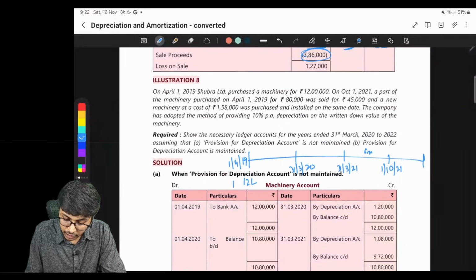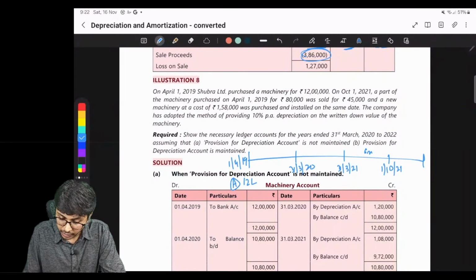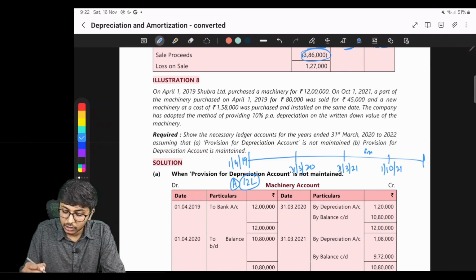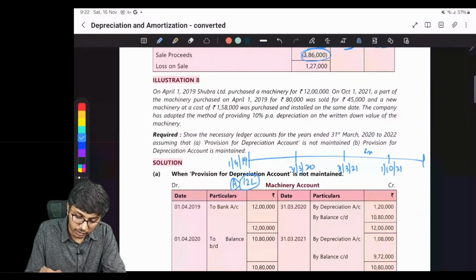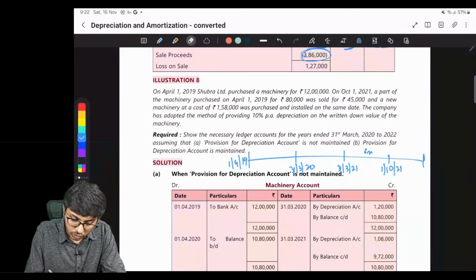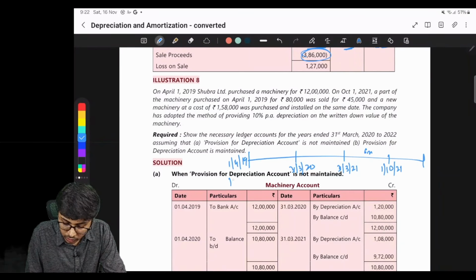So this machinery which you purchased, you have sold a part of the machinery that was purchased. In this 12 lakhs, they are telling there are other parts also. So they are telling us whatever they bought has two machineries. One is 80,000, and the rest is 11 lakh 20,000.